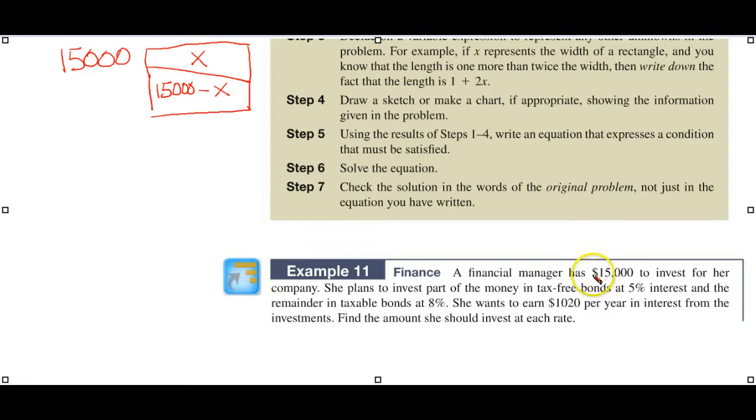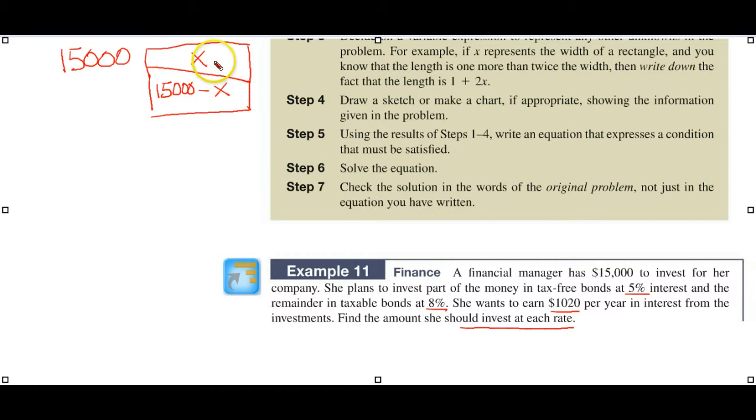So someone has $15,000 to invest. They're going to invest some at 5% and some at 8%, and they want to earn this much per year in interest. How much should they invest at each rate? So this is classical, where you have a certain amount and you want to divide that amount into 2 parts, and you don't know how much each part is.